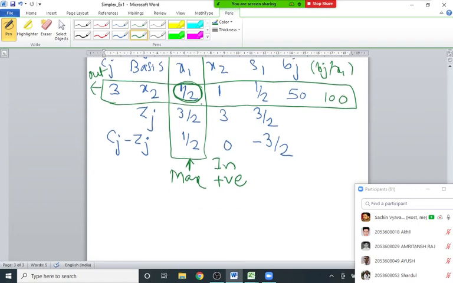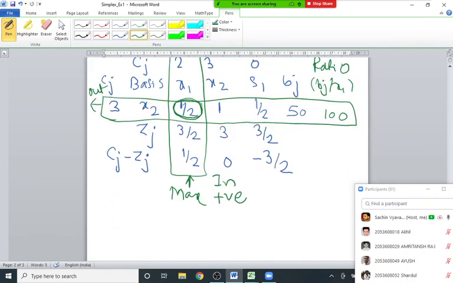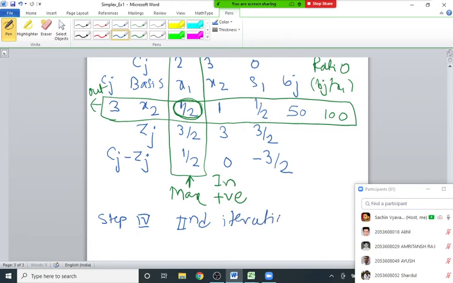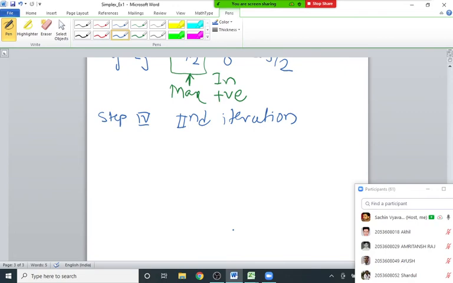So one more iteration we require. So actually we took step 3 as the first iteration. I will write here step 4, step 4 as the second iteration. This is the second iteration. Now for this second iteration, again we start the table. The first row of the table always starts with the Cj. What are the Cj's? Cj's are always fixed: 2, 3, 0. Corresponding variables are x1, x2, s1 and bj.